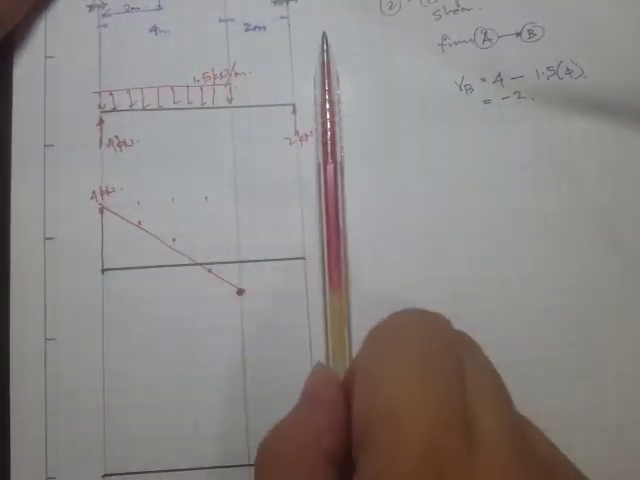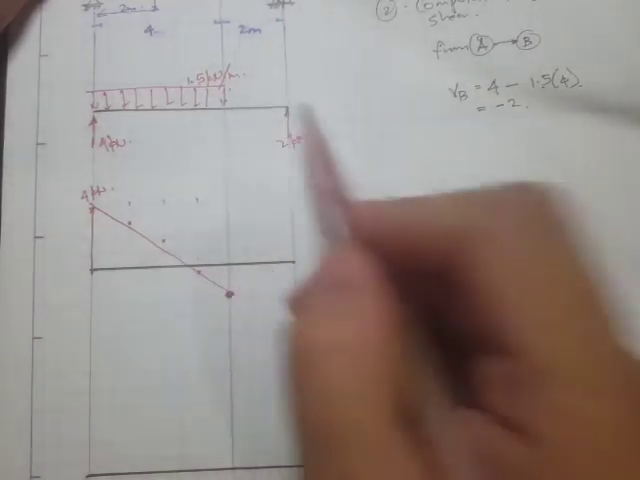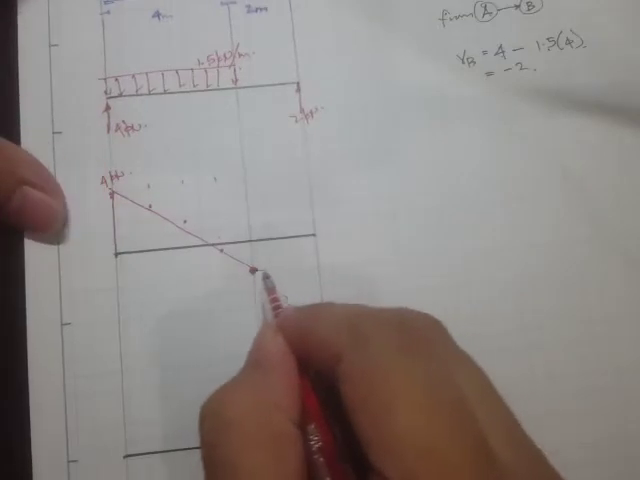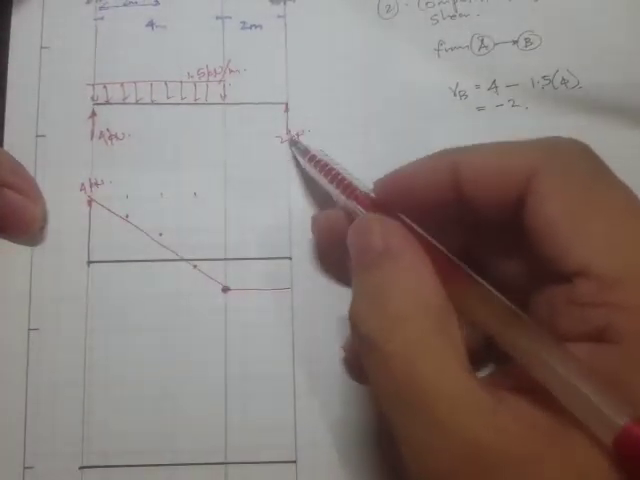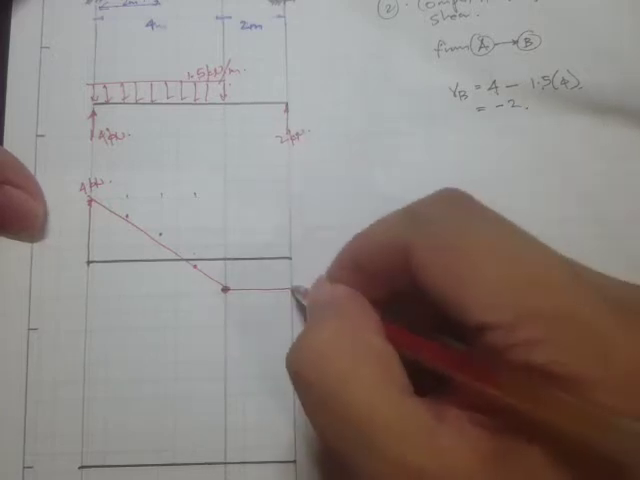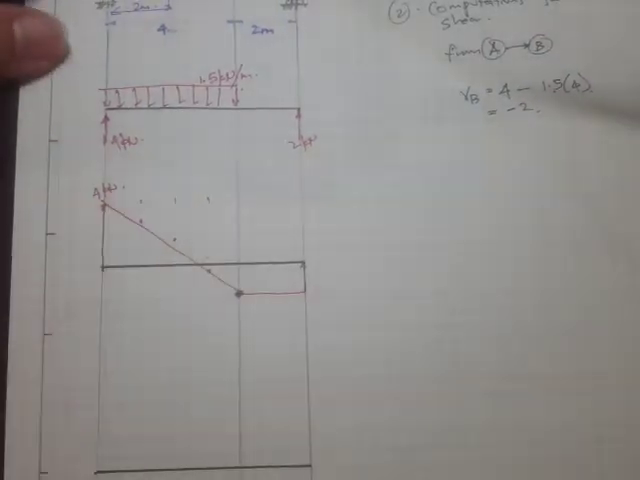Okay, so right here from point B to point C, since there are no loads from point B to point C, there's nothing going on, so that's going to be constant. And at point C, we have a concentrated load that says go up 2 kN. Right, so this is going to be our shear and moment diagram.